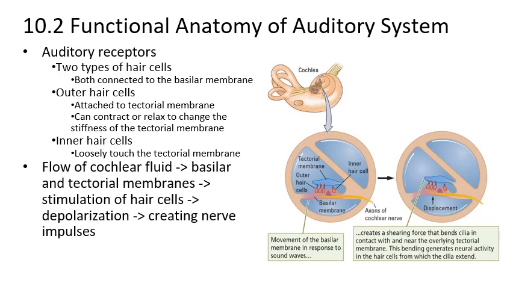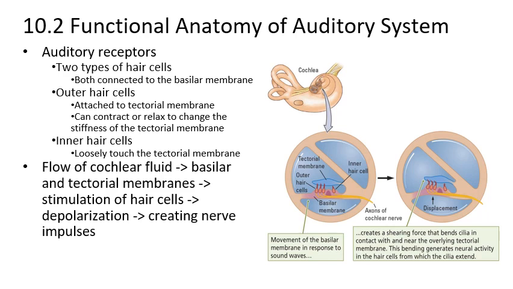There are two types of hair cells. Both are connected to the basilar membrane. There are outer and inner hair cells. Outer hair cells are also attached to the tectorial membrane. They contract or relax to change the stiffness of the tectorial membrane. And the inner hair cells are loosely touching the tectorial membrane, but they're not connected.